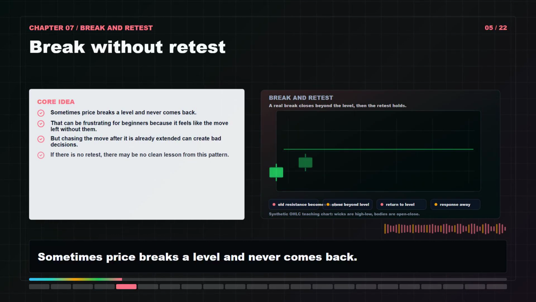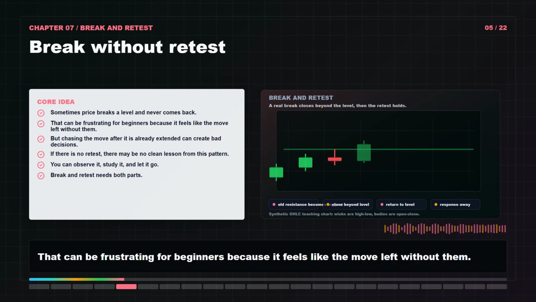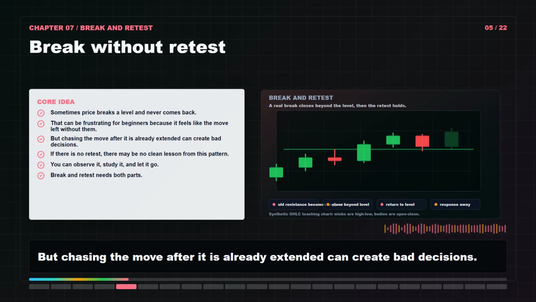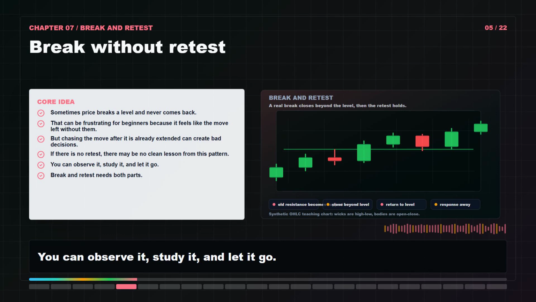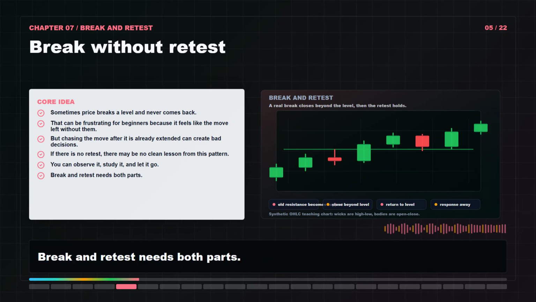Sometimes price breaks a level and never comes back. That can be frustrating for beginners because it feels like the move left without them, but chasing the move after it is already extended can create bad decisions. If there is no retest, there may be no clean lesson from this pattern. You can observe it, study it, and let it go. Break and retest needs both parts.